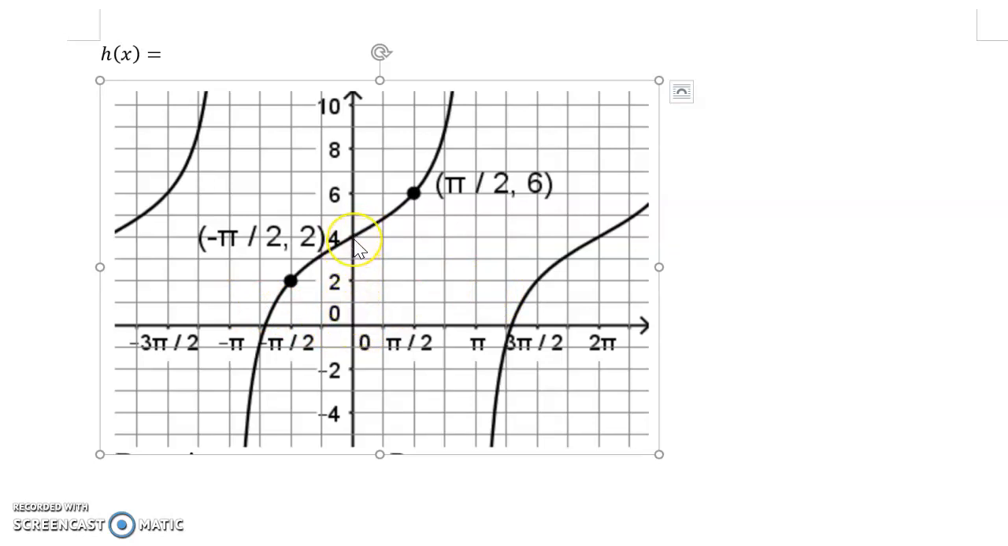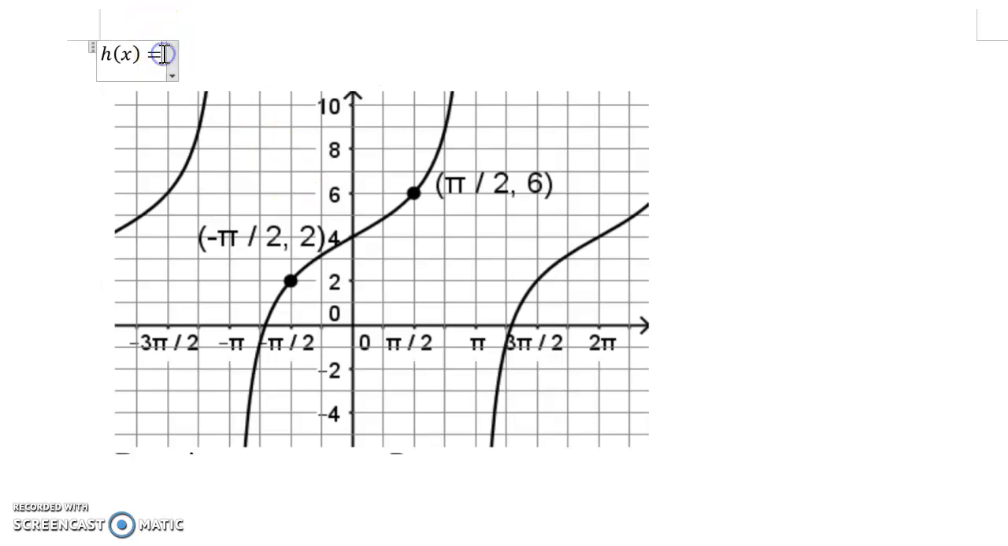If this is my center, then there is actually no phase shift because my graph didn't go left or right. My center didn't shift left or right. It's still staying at x equals 0. It just went up 4. So with all that information, we're actually ready to write the equation.